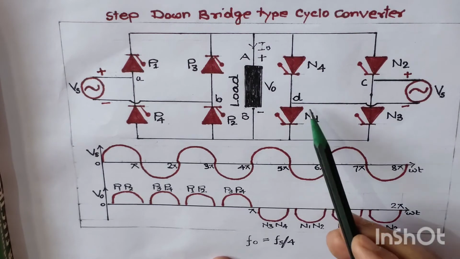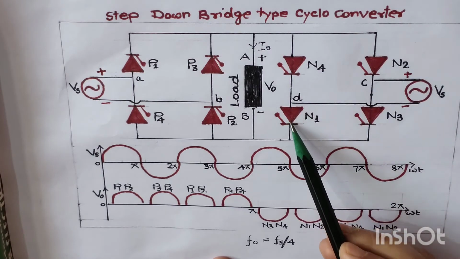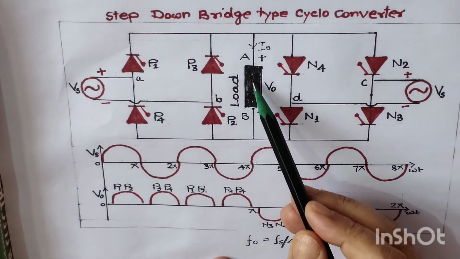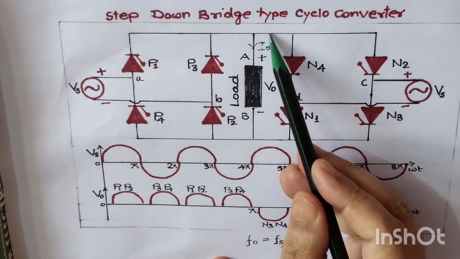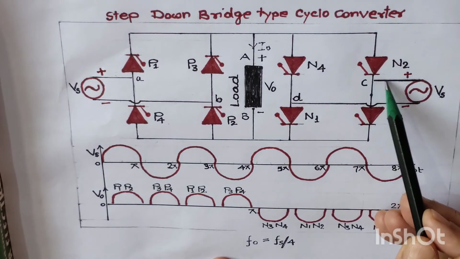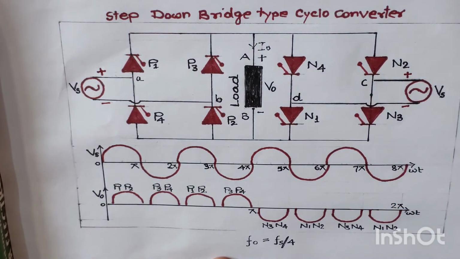So how will current flow? From the point D through thyristor N1, it will flow towards the point B, and through the load it will come to the point A, then it will flow through thyristor N2 and complete the circuit. It means during the negative half cycle between 5 pi to 6 pi, thyristors N1 and N2 are conducting and we have received the negative polarity output voltage.